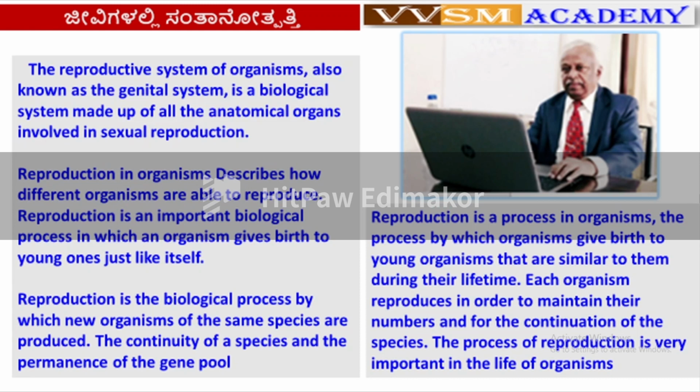Reproduction is a process in which organisms give birth to young organisms that are similar to them during their lifetime. Each organism reproduces in order to maintain their numbers and for the continuation of species. The process of reproduction is very important in the life of organisms. In sexual reproduction, the broad aspects include the male reproductive organs and the stages of sperm formation, and the female reproductive organs, which include the genitalia. The external genitalia include the labia majora, and the stages of ovum formation, that is oogenesis. The male and female organisms are the important things in human life.